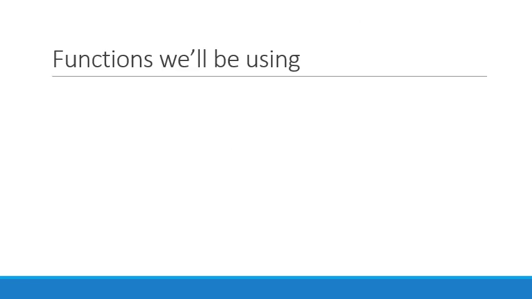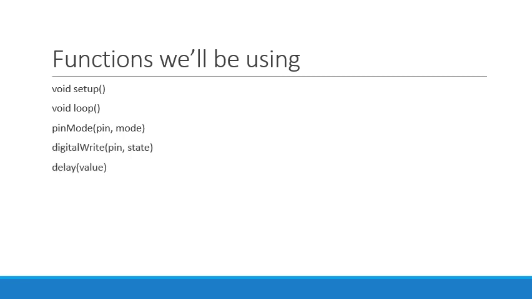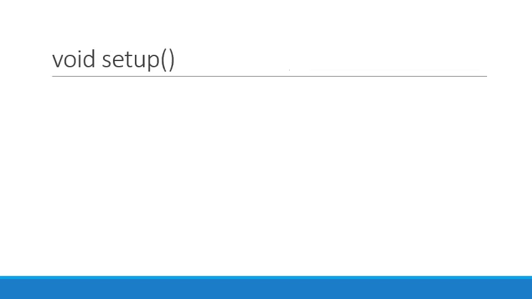Let's see. The functions we'll be using today: the void setup function, the void loop function, the pinMode function, the digitalWrite function, and the delay function. By now, I hope that you understand what functions are from your knowledge of C++.